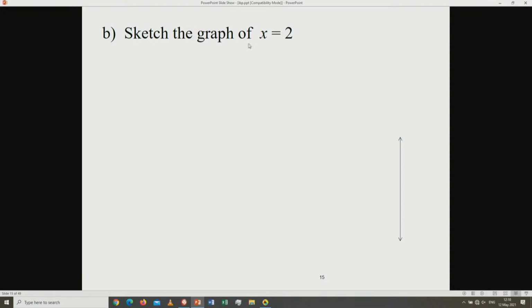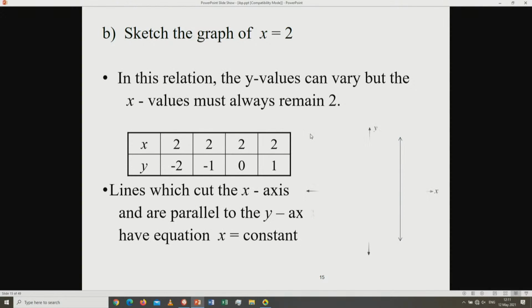Right, let's sketch the graph of x equals 2 and see what's going to happen. In this relation, the y value can be different, but the x values must always remain the same. Look at the x: 2, 2, 2, 2, but with different y values.